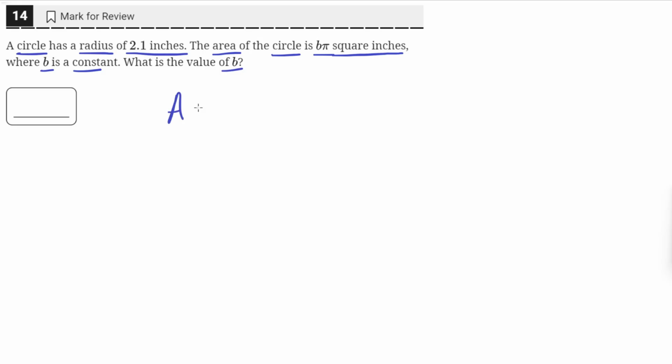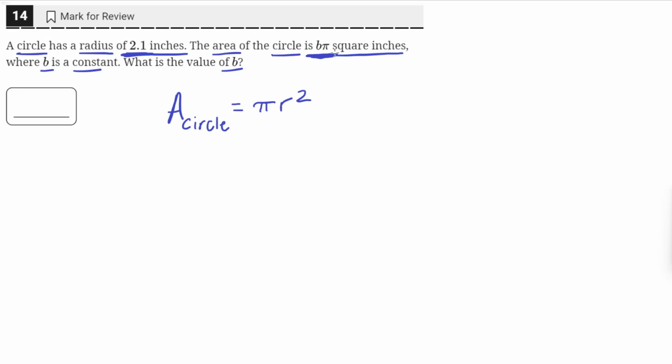So the area of a circle, circle area is equal to pi r squared, where r is the radius of the circle. So in this problem, we're given the radius and the area of the circle. So all we need to do is plug these two into our formula.